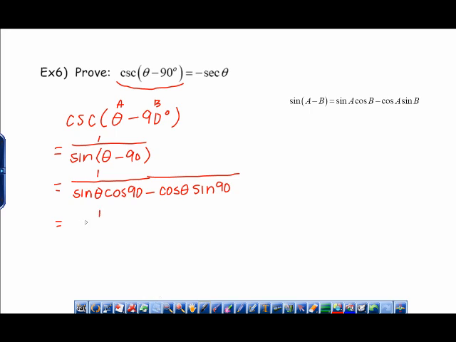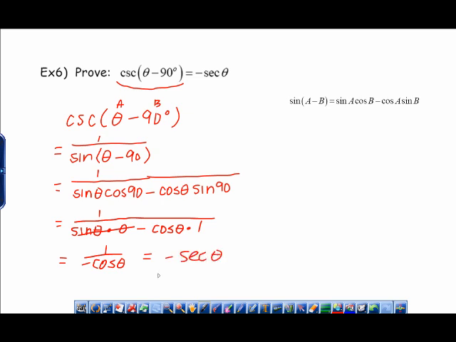Okay, so 1 over sine of theta, cosine of 90, remember, was 0. Minus cosine of theta, sine of 90 was 1. So again, like the last problem, that becomes 0, and I am left with 1 over negative cosine theta, which is equal to negative secant theta using the reciprocal property. And there we go, there's our proof.